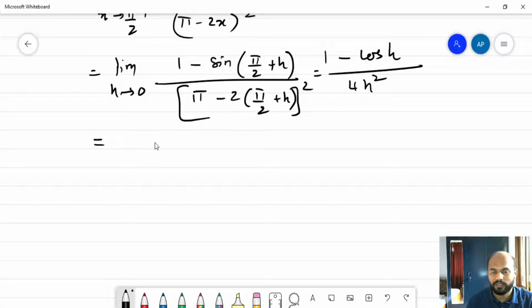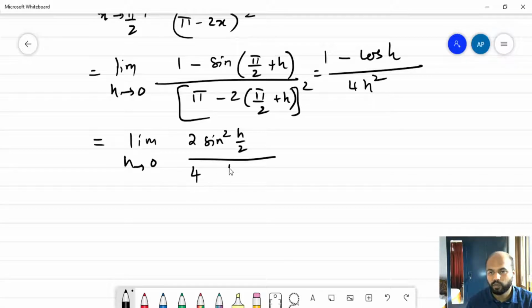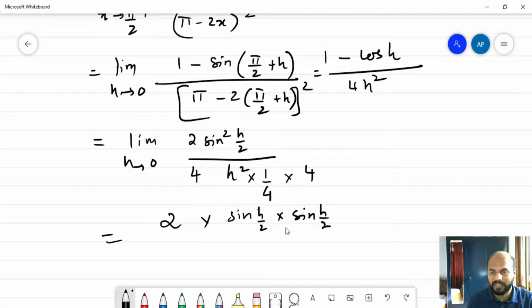So 1 minus cos h, as you all know, is 2 sine square h by 2, divided by 4h square. So I'm going to put now 1 by 4 over here and then multiply by 4. Now why did I do this? It's because we got 2 outside, sine h by 2, sine h by 2. That means we got sine square h by 2.